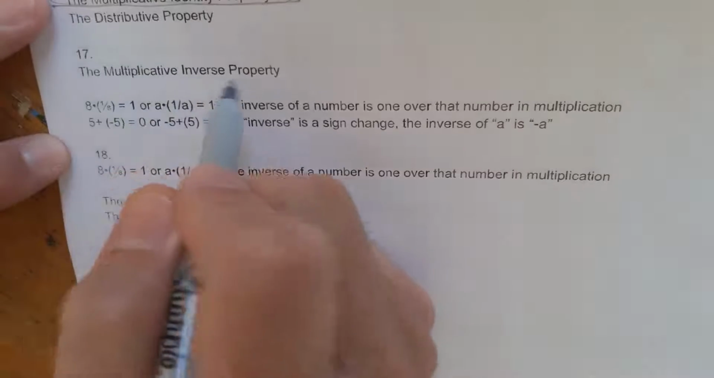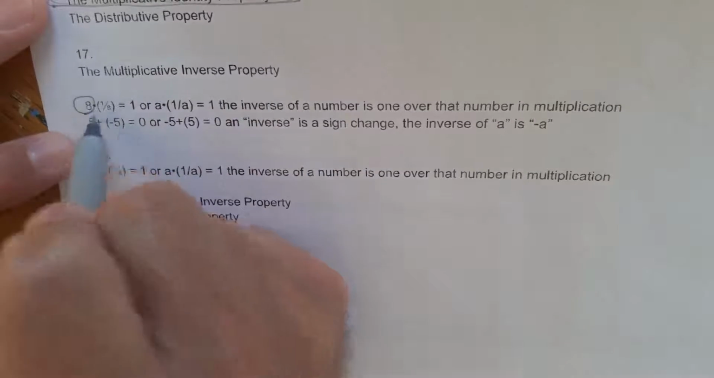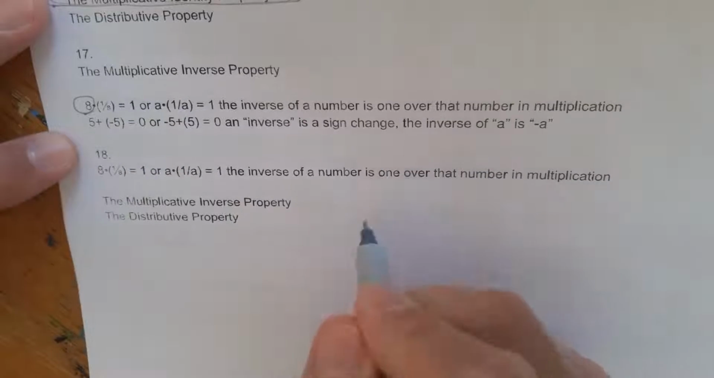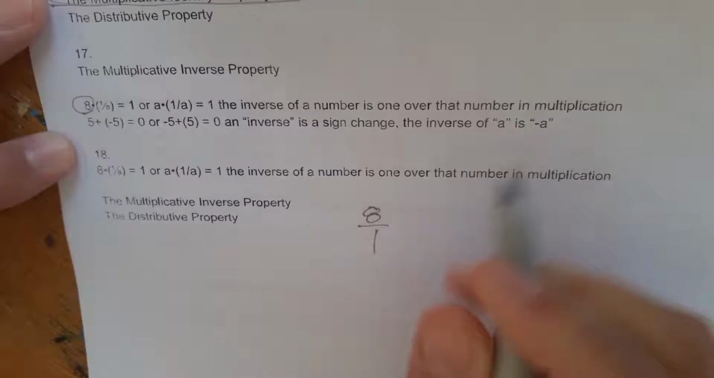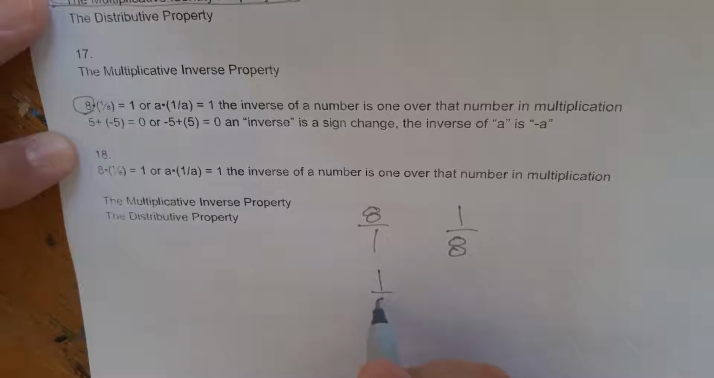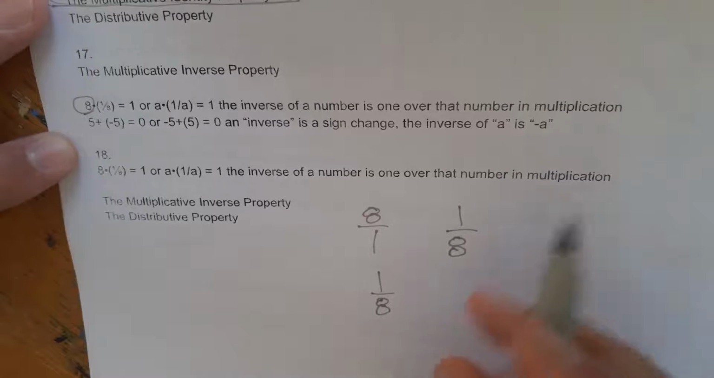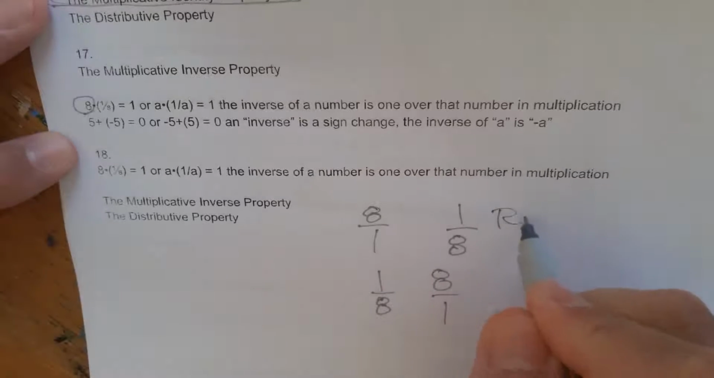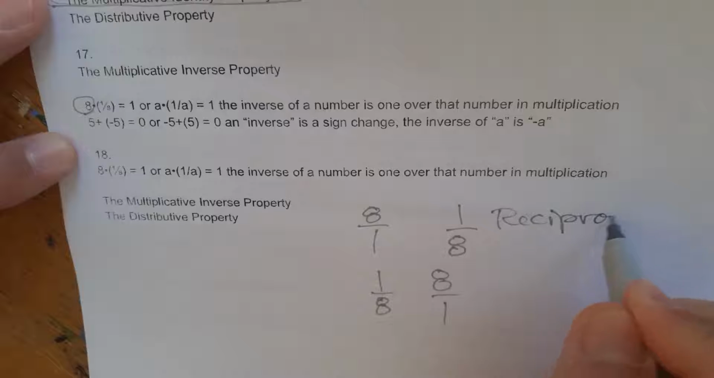The multiplicative inverse, what do you multiply 8 by to go back to 1? It's got to be its reciprocal. Remember, if you have 8 over 1 and you flip it, the reciprocal is 1 over 8. If you have 1 over 8 and you take the reciprocal, you flip it, you get 8 over 1. That's the idea of a reciprocal.